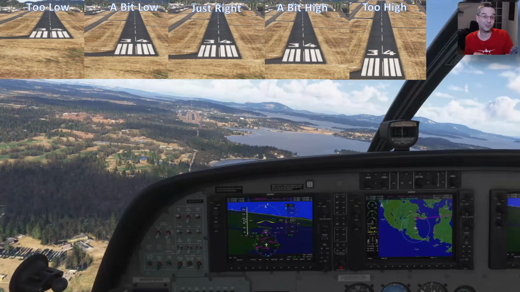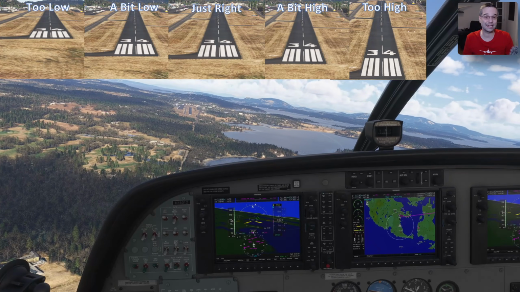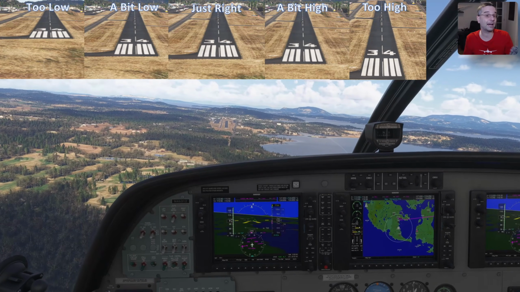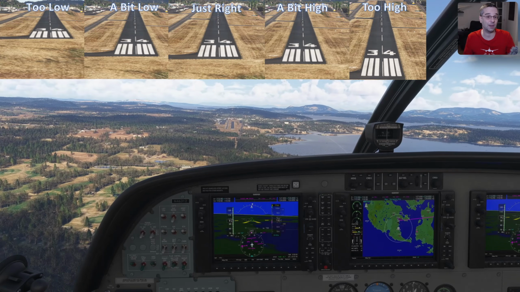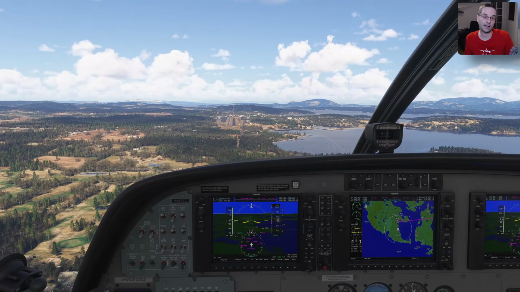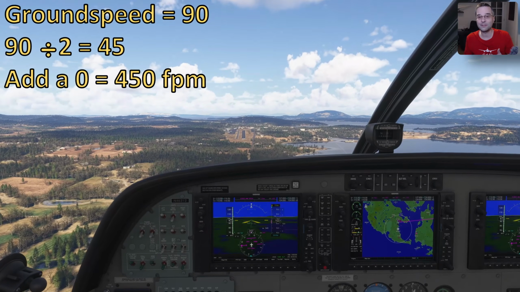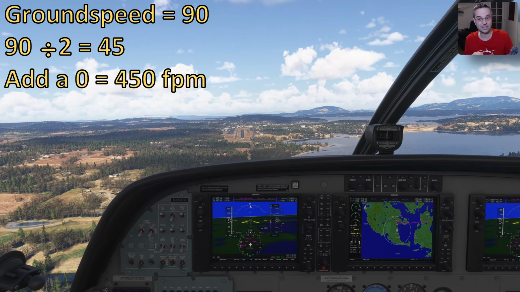Ideally, an approach is flown with a 3-degree descent rate, and that's what our middle picture would give us, but since we're too high right now, we're going to have to descend faster to be able to catch up. An easy way to calculate what an ideal descent rate should look like is to take your ground speed, divide it by 2, and then add a 0 to it.